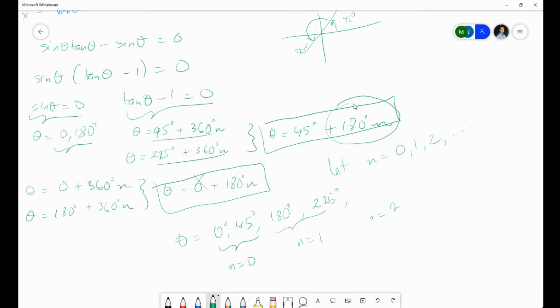Now, if I let n equal 2, let's see what happens. If I let n equal 2, 180 times 2 is already 360 degrees. Okay, so that means I'm already going to be over my restriction from 0 to 360. So I do not need to do it for n equals 2. So my fourth solution would be this. Any questions?